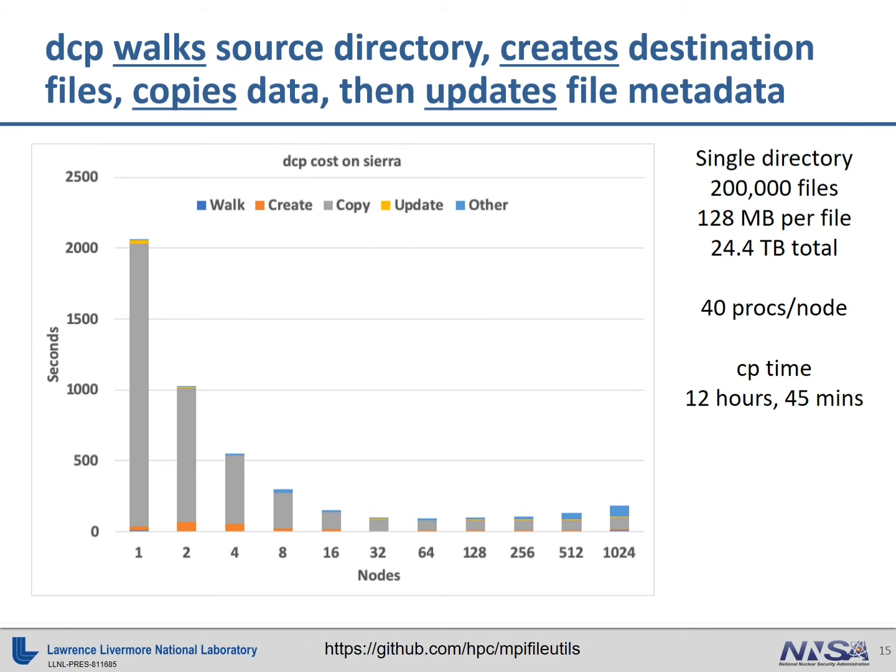If you look at the chart, the minimum DCP time happens at 64 nodes. You can't read it from here, but it's 93 seconds. Right? So that's a speed up of almost 500 times. So what used to take you 13 hours, you can now finish in 2 minutes. So again, showing the power of mpiFileUtils here.